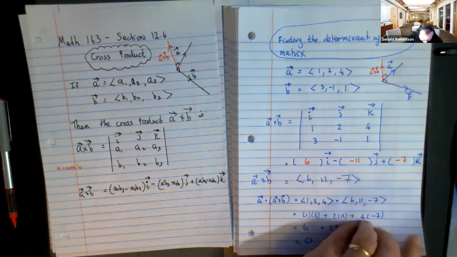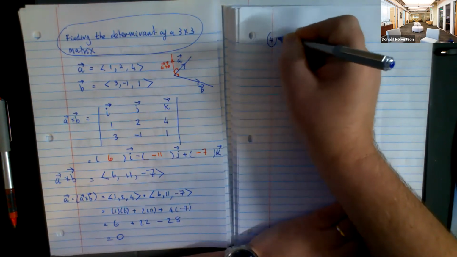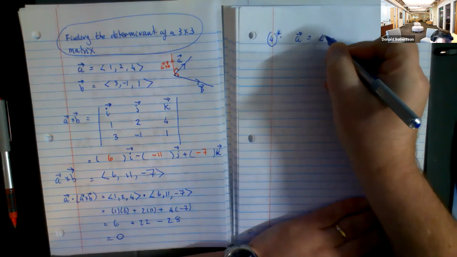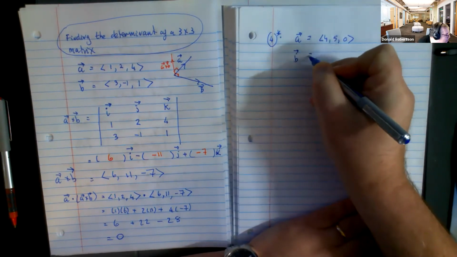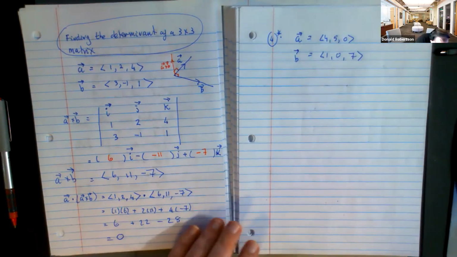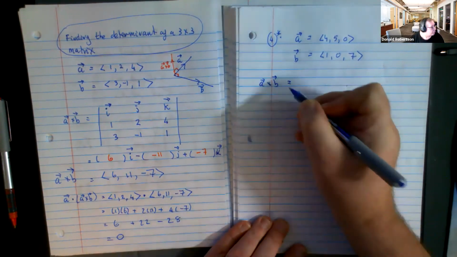So it's always a good idea, if you see something, to see another example, right? Because 2 examples are better than 1. And I'm going to pick a version of question 4. And here the vector A is called 4, 5, and 0. And the vector B is called 1, 0, and 7. And we are going to find the cross product, right?